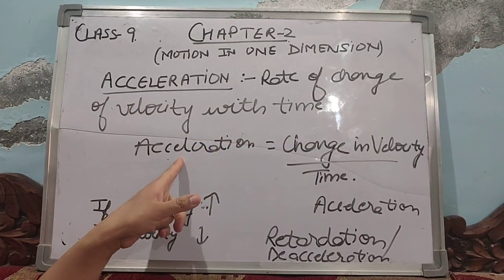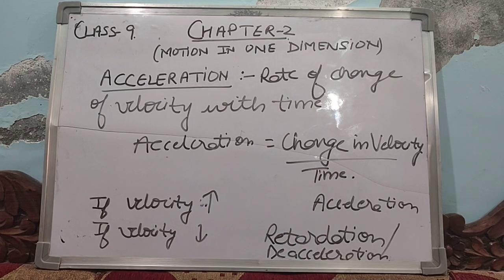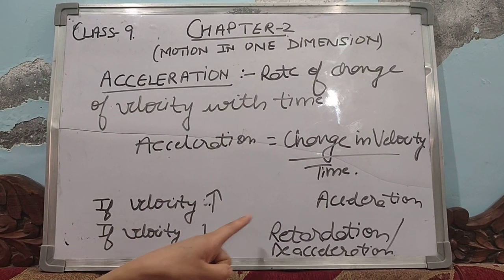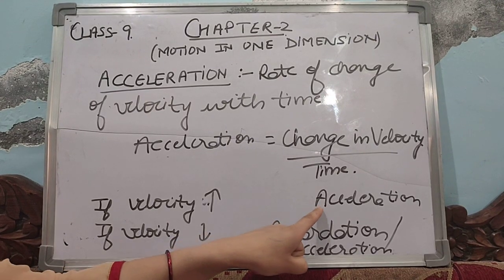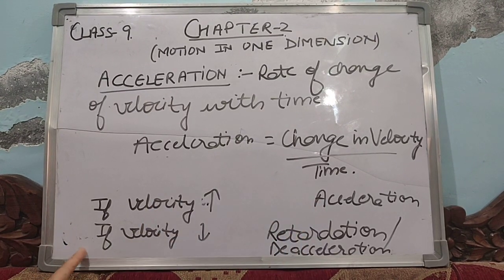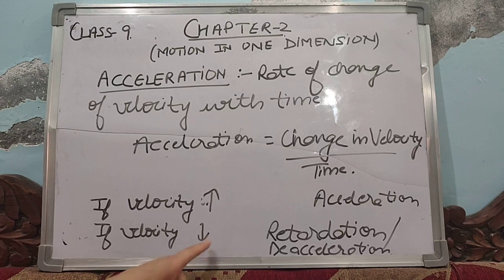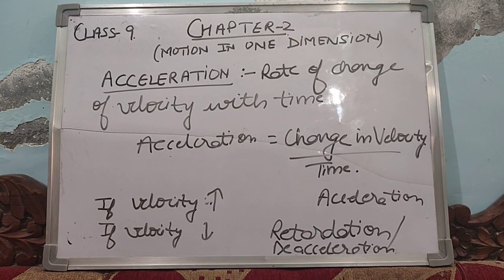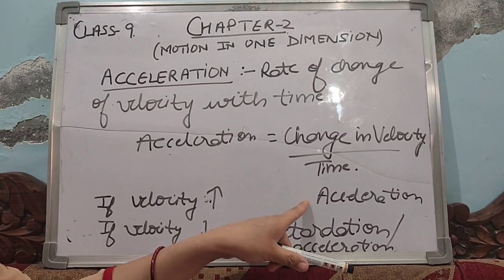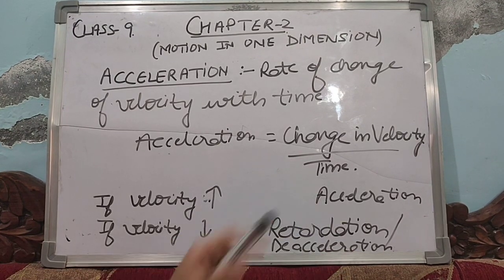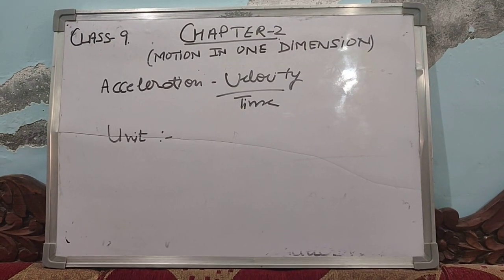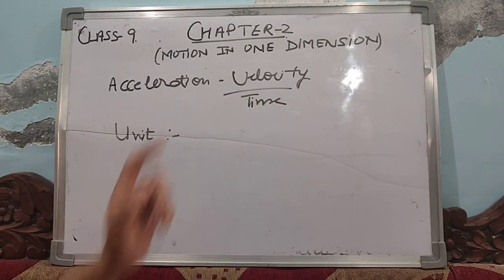The formula for acceleration is change in velocity upon time. Now, if velocity increases, then it is an accelerated motion, and if velocity decreases, then we can say that is retardation or deceleration. Remember students that retardation is negative of acceleration.